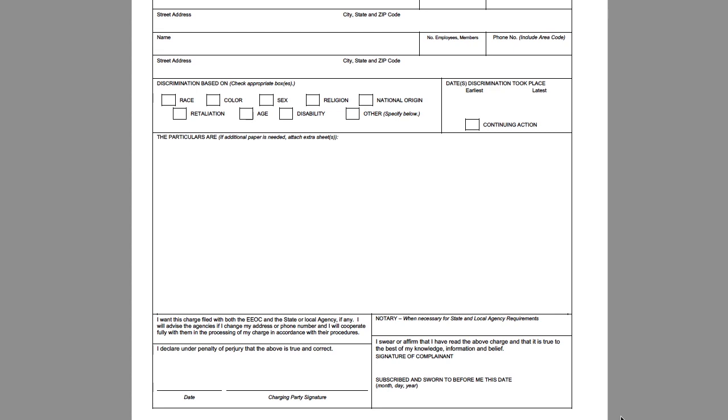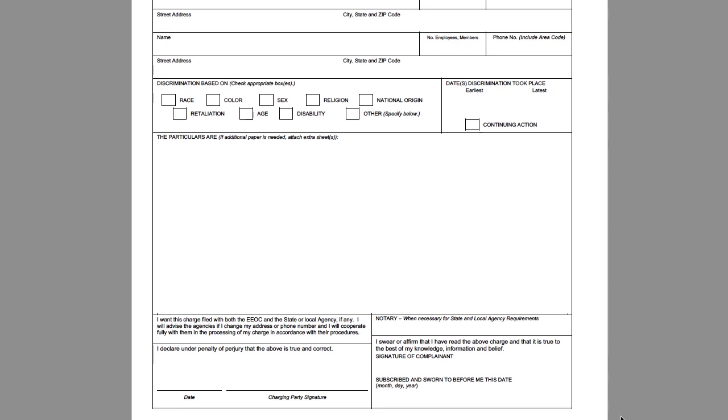And this is where you factually describe, either with the help of the investigator or with the help of an employment attorney, the facts of your complaint, why it is that you believe you're being discriminated against. Obviously, while you can attach extra pages to make this document longer, the EEOC generally likes to keep it fairly short and direct and to the point.